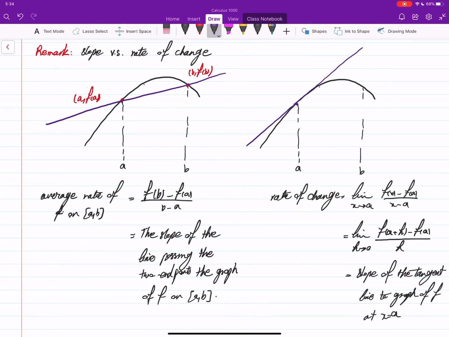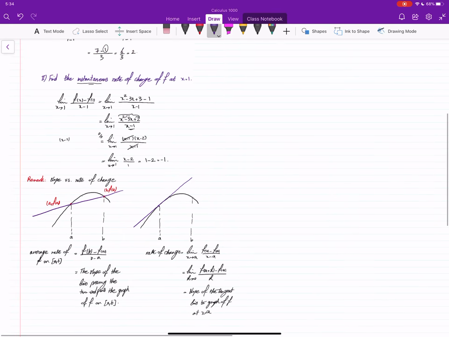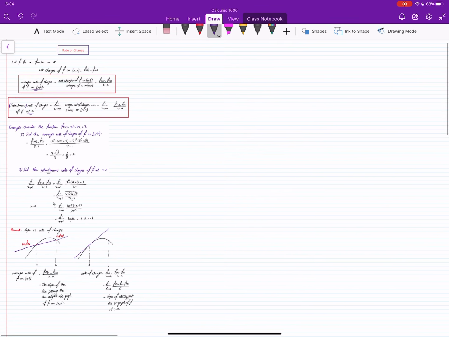So both of these have a slope, meaning one is the slope of a secant line and the other is the slope of the tangent line to the graph of that function. Okay, so we defined what the rate of change is, average and instantaneous. We did some examples and we mentioned the relation between the slope and the rate of change of the function.